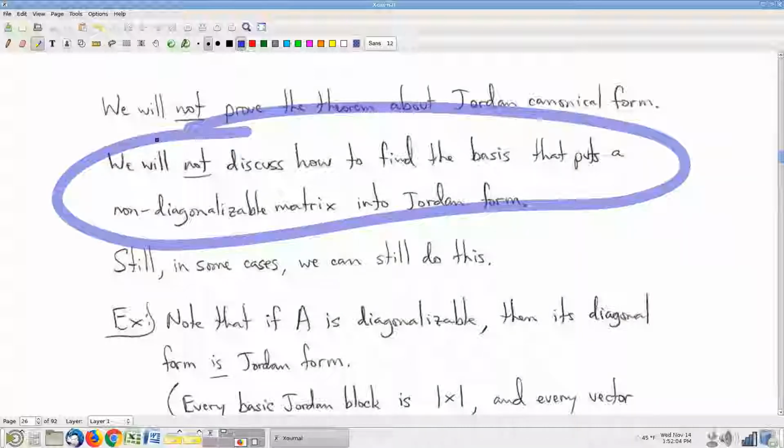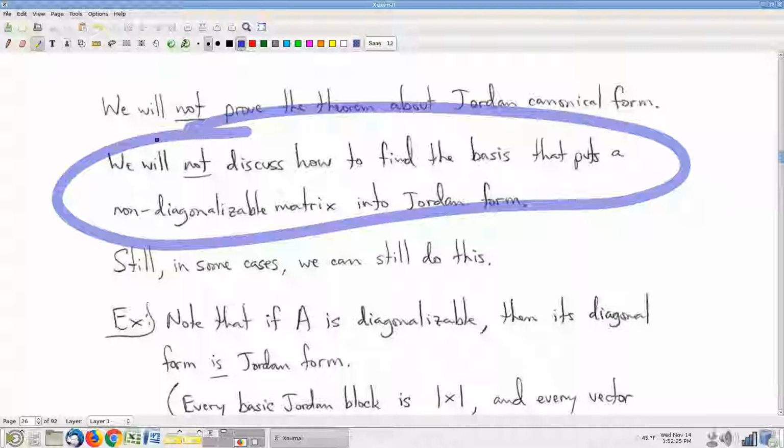Next question. How do you find this basis? We've talked about what the Jordan form looks like. We've talked about, once you have the Jordan basis, what you can infer about what the linear transformation does with respect to that basis. We have not talked about how to find it. How do you find the Jordan basis?